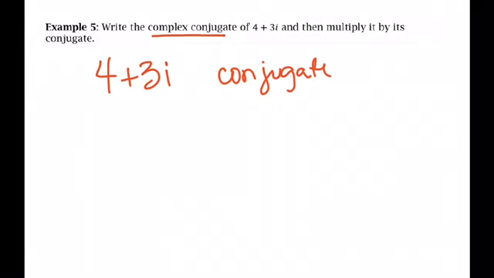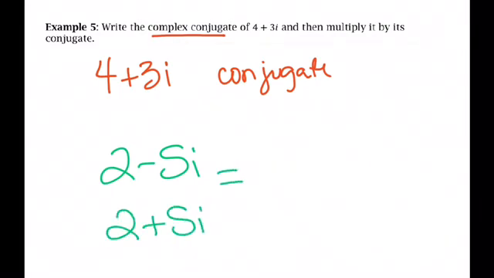On your homework, you'll be asked to find the complex conjugate, but that's really all you have to do right now. If it asks you for the complex conjugate, you're just changing the sign in the middle. So if you had 2 minus 5i, the complex conjugate would be 2 plus 5i. They're not equal to each other, so don't write that it's equal to, but the complex conjugate would be 2 plus 5i. Okay, so you could just write the answer there.